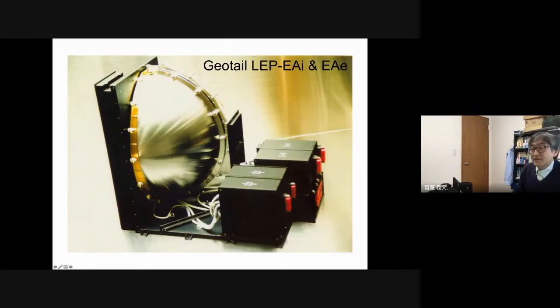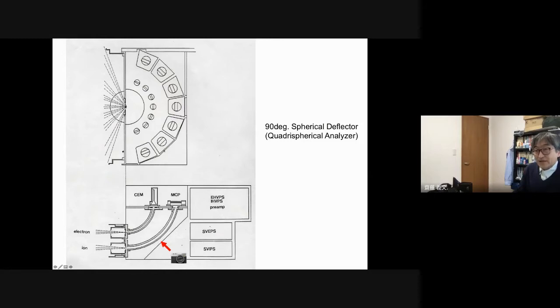On this spacecraft, there is an instrument called Geotail LEP-EA, and this is the spherical deflector. The cross-section of this instrument is shown here. The photo I showed you was taken from this direction, and you looked at the outer sphere of the ion analyzer part. This instrument consists of two electrostatic analyzers, one for ions and another for electrons, and both the electron and ion analyzers have an outer sphere and an inner sphere.